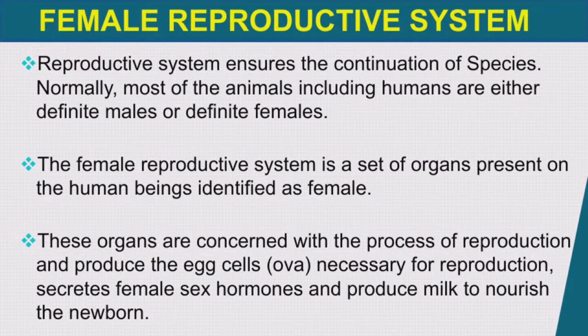Reproductive system ensures the continuation of species. Normally, most of the animals including humans are either definite males or definite females. The female reproductive system is a set of organs present on the human beings, identified as female. These organs are concerned with the process of reproduction and produce the egg cells or ova necessary for reproduction, secrete female sex hormones and produce milk to nourish the newborn.